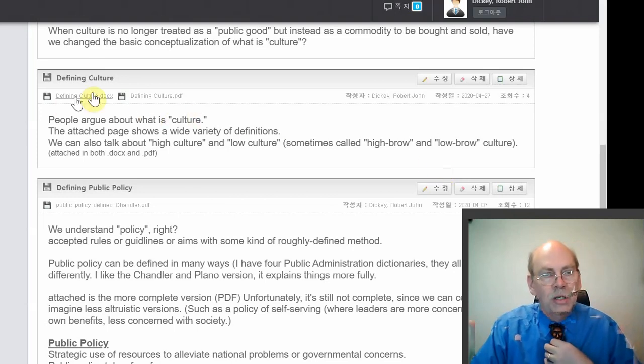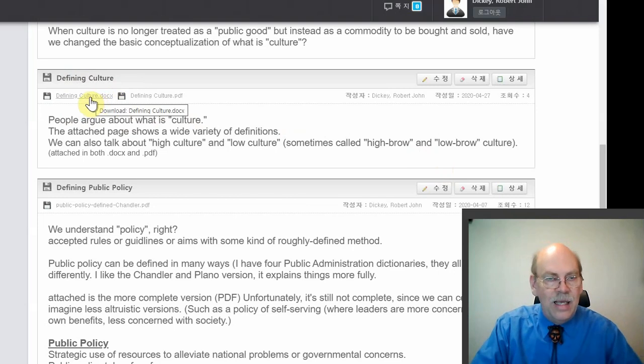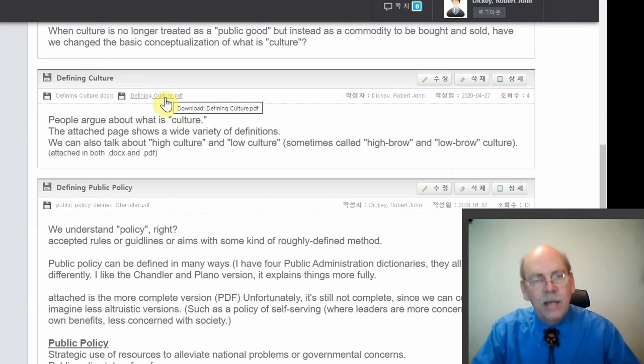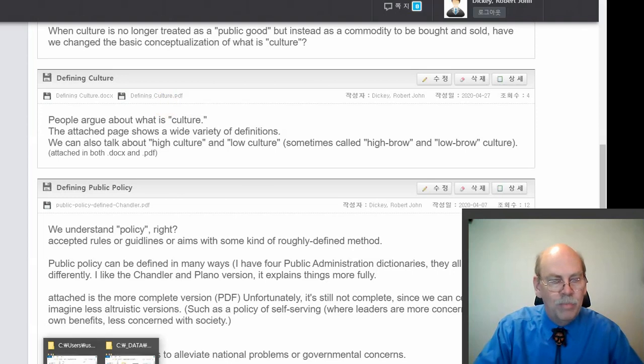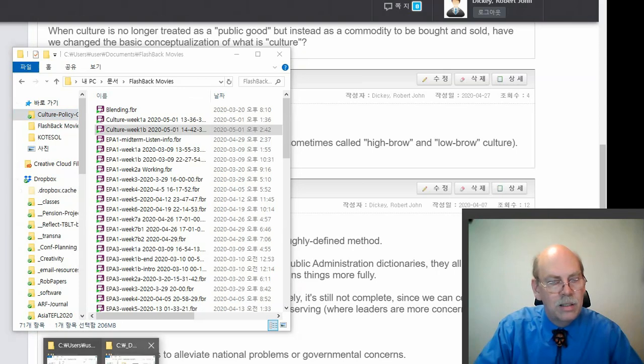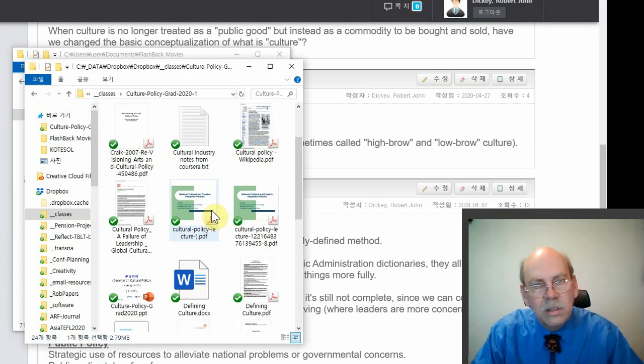Now, for this particular reading, I have attached it both as a MS Word doc file and as a PDF file. I'm going to open the PDF file, and we could click on this and open it, but I already have it on my computer, if I can just find it. Oops, maybe I can't. It's not there. Ah, here we go. Culture, culture. Not the Wikipedia. Defining culture. Here we go.